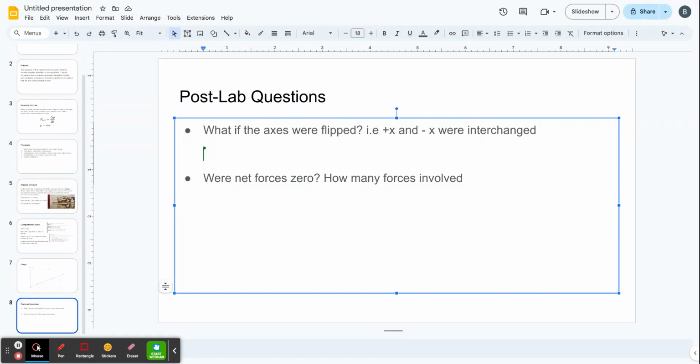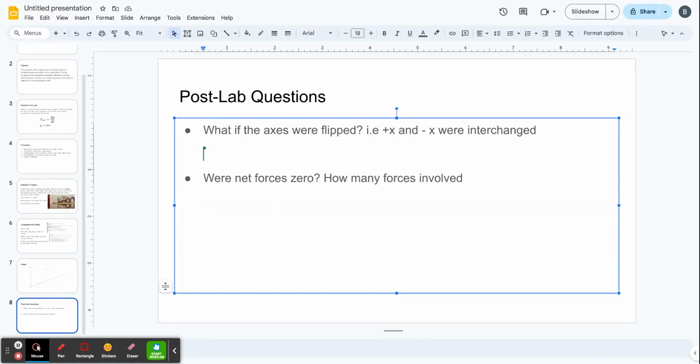And was the net force zero? I would say no, because of friction and air resistance. So if you wanted to improve this lab, you'd find, theoretically, a vacuum, but that's impossible, or just a really low-friction track so that friction has less of an influence.